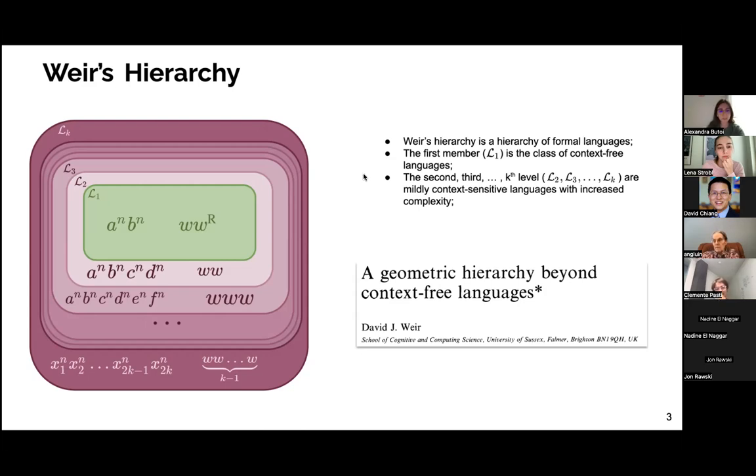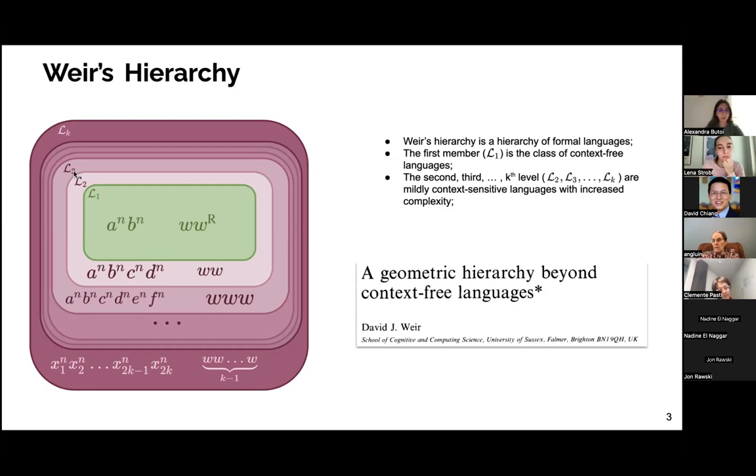So as you can see in the figure, the first level, the one in green, is the context-free languages, and here are two examples of context-free languages: a to the n, b to the n, and w reversed, which are quite famous context-free languages. Then the next level, L2, is already a class of mildly context-sensitive languages, which includes a to the n, b to the n, c to the n, d to the n, and ww, which is also known as the copy language.